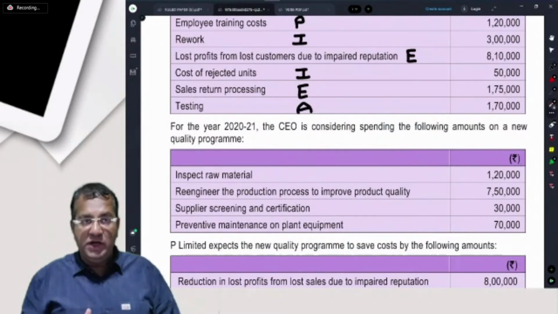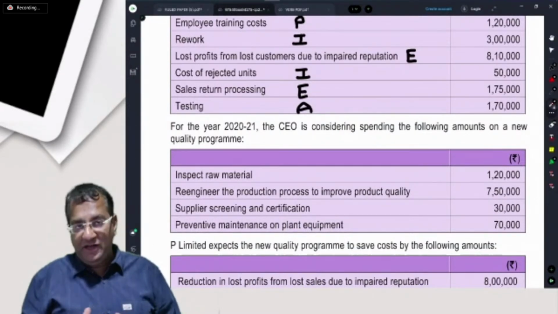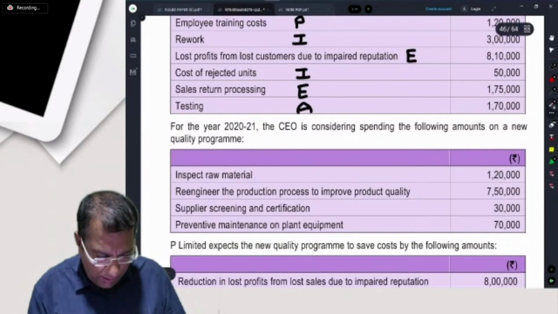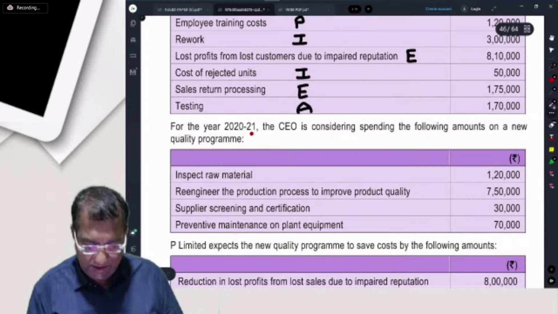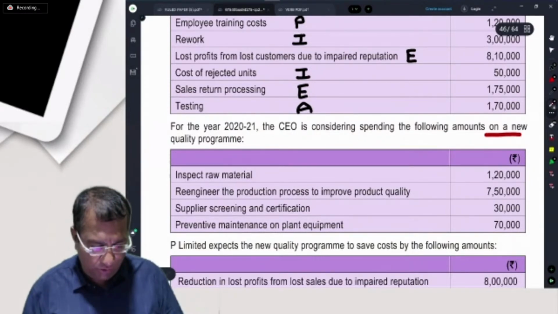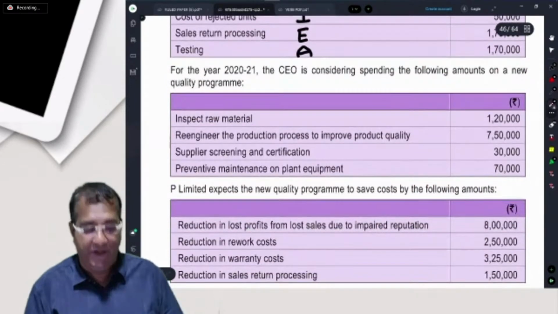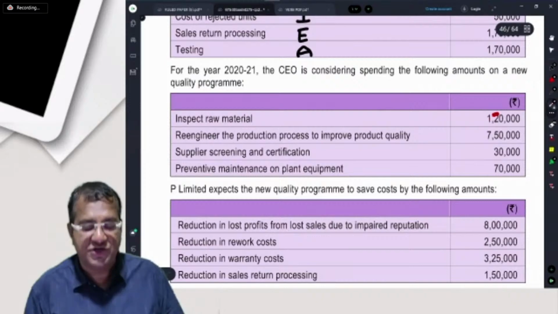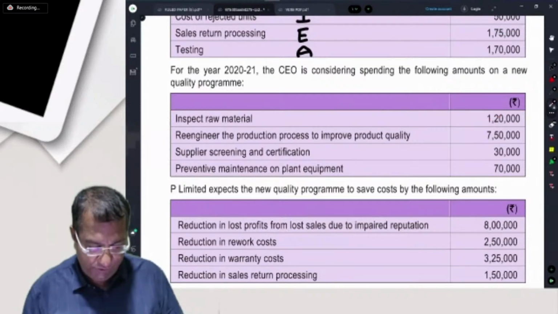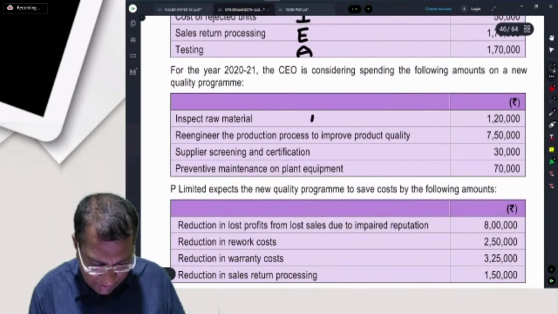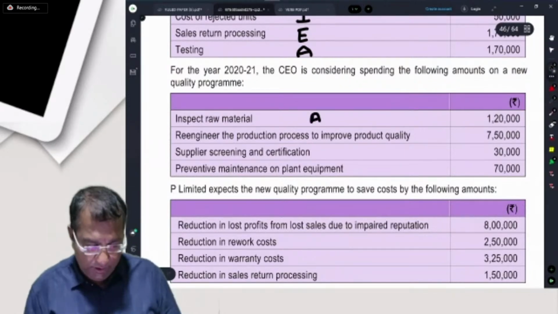How that new quality program has impacted the various 4 categories, we have to evaluate that. Okay. In the year 2021, that is the next year, the company is considering spending the following amounts on the new quality program. Inspection of raw material. What is this? Inspection of raw material will be classified under appraisal cost.